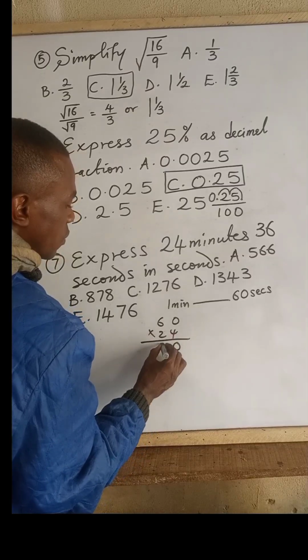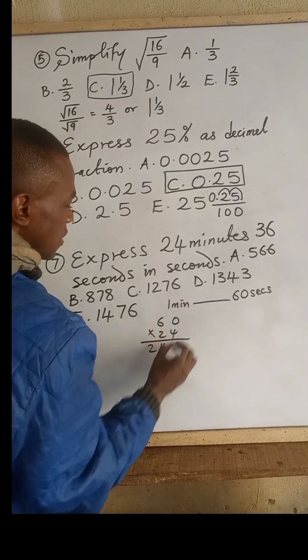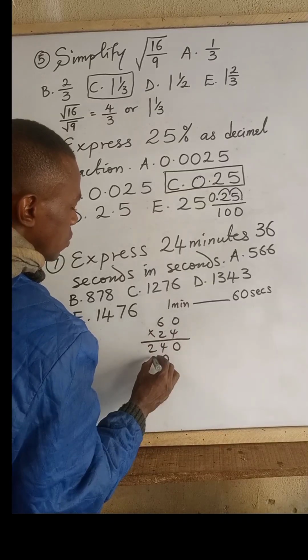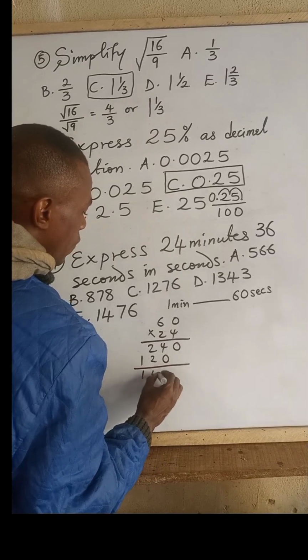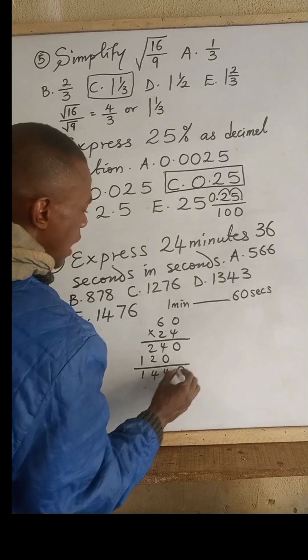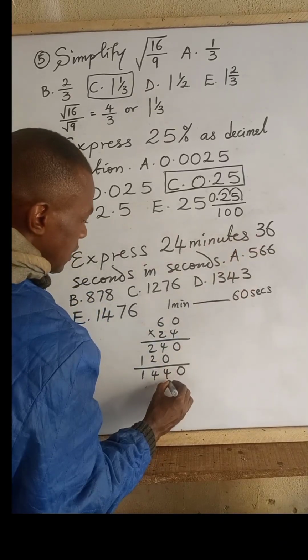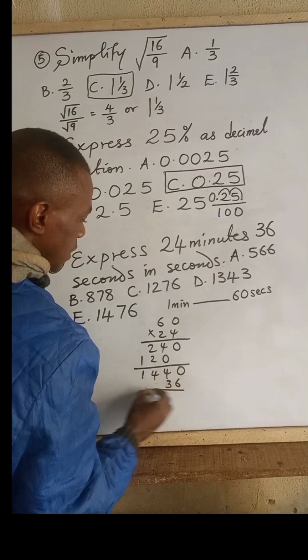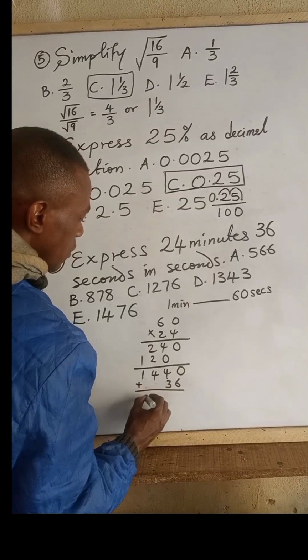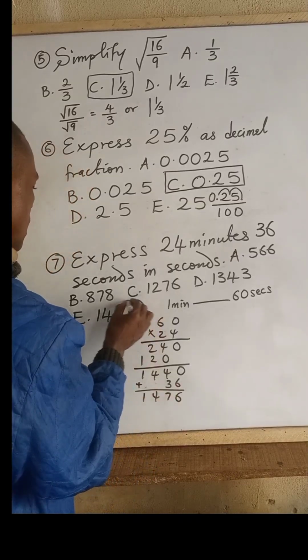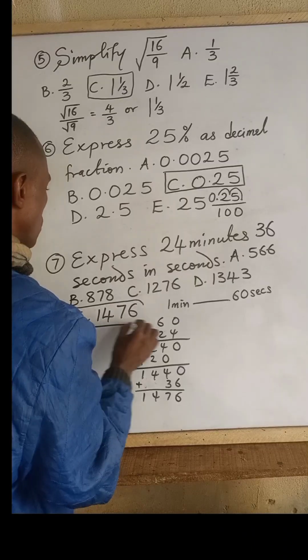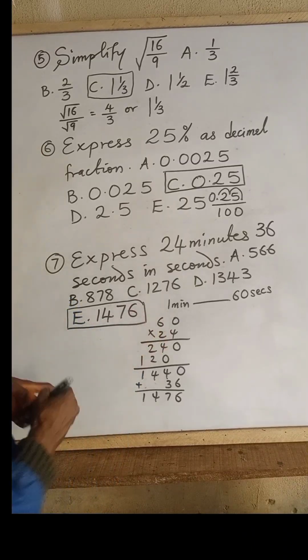That is, this times this will give us 0. 4 times this will give us 24. 2 times 0 will give us 0. 2 times this will give us 2. So what we have here is 1, 4, 4, 0. You will now add 36 to it. So when we add 36 to it, it will give us 1476. Meaning that the answer to question number 7 is option E.